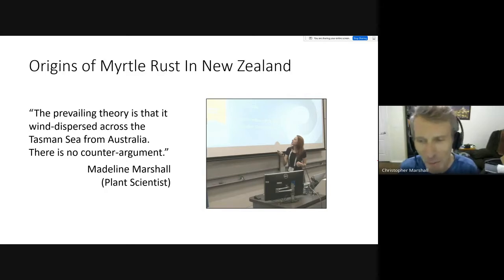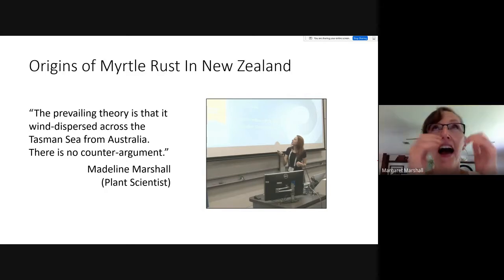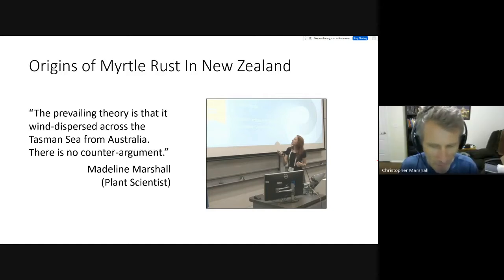Okay, what are the origins of myrtle rust in New Zealand? Well, we have a scientist, Madeline Marshall, who presented at a conference on biosecurity in New Zealand, and someone asked her the question, how did it get here? I quote, "The prevailing theory is that it wind dispersed across the Tasman Sea from Australia. There is no counter argument."